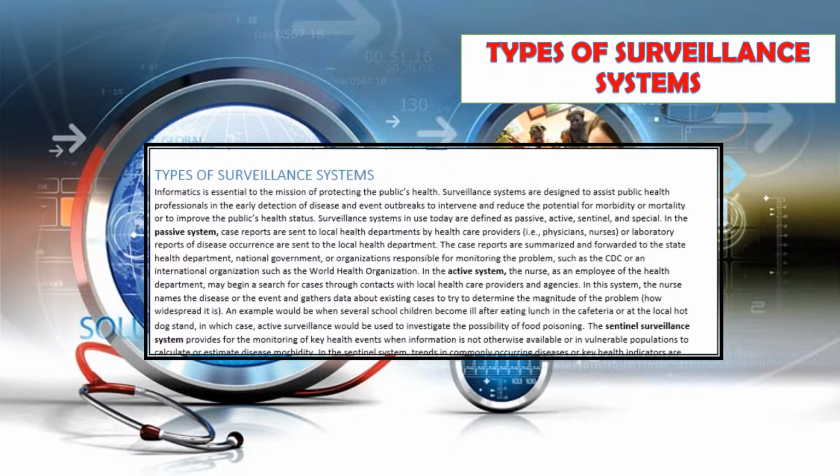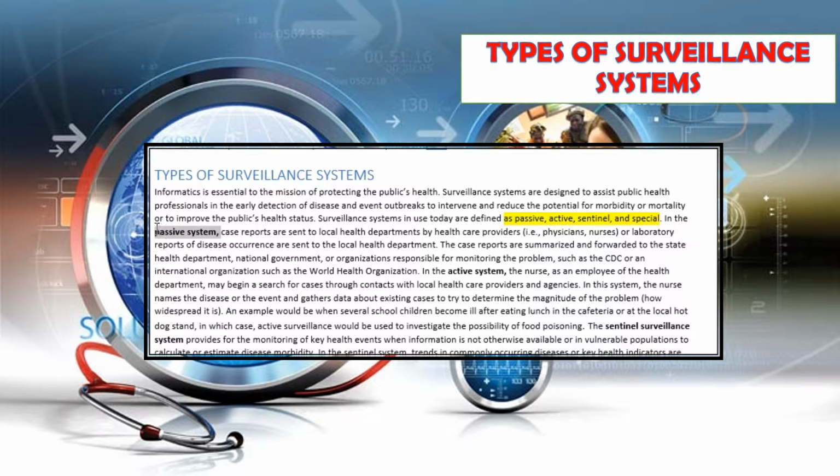Let's go ahead and discuss types of surveillance systems, and I'll highlight them in these notes right here. Remember that informatics are going to be essential to the mission of protecting the public health. Surveillance systems are designed to assist public health professionals in the early detection of disease, an event or outbreak, and to reduce the potential for morbidity and mortality, and we want to make sure that we're improving the public health status. So surveillance systems in use today are defined as passive, active, sentinel, or special. Those are the different types of surveillance systems.